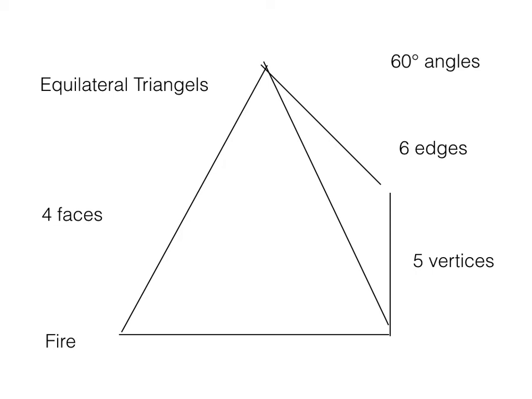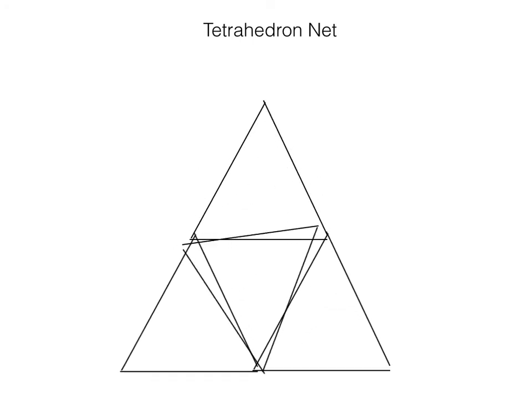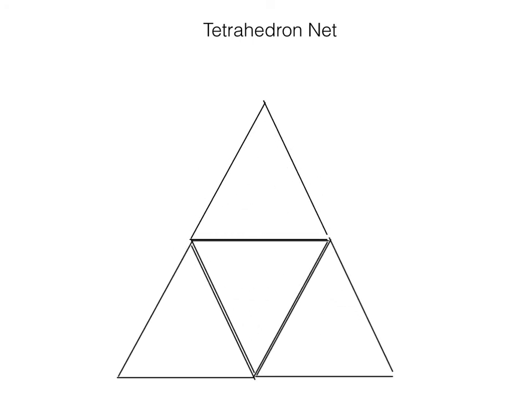Now I'll be showing you the net of the tetrahedron, which looks like this. Again, if you fold these together, the middle triangle would be the bottom, and the surrounding triangles would be the outside that would come together at the top.